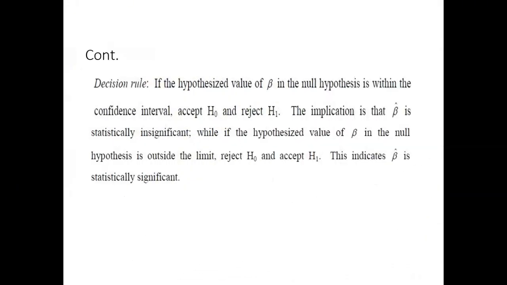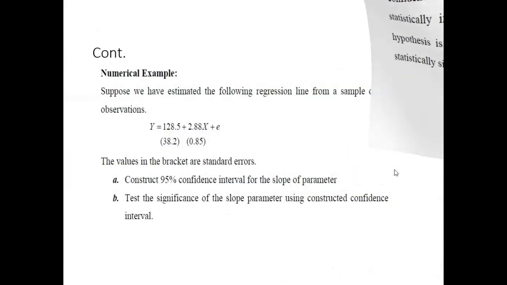So for the decision rule, if the hypothesized value of beta in the null hypothesis is within the confidence interval, accept the null hypothesis and reject the alternative. This implies that beta is statistically insignificant. While if the hypothesized value of beta in the null hypothesis is outside the limits, reject the null hypothesis and accept the alternative hypothesis, indicating beta is statistically significant.